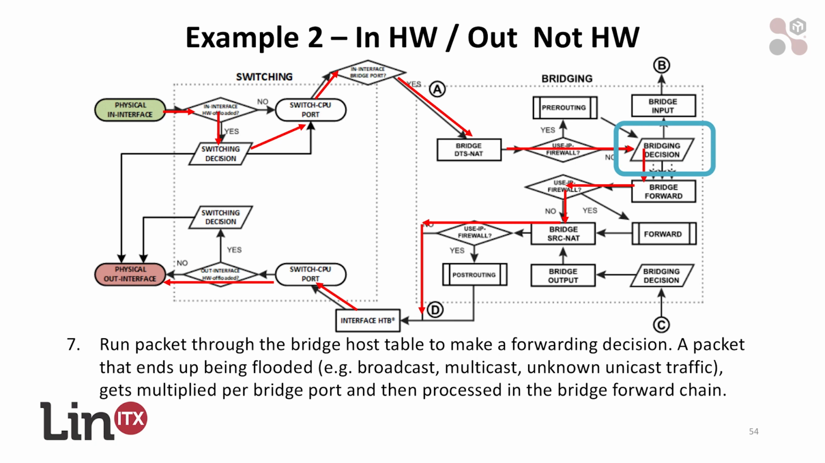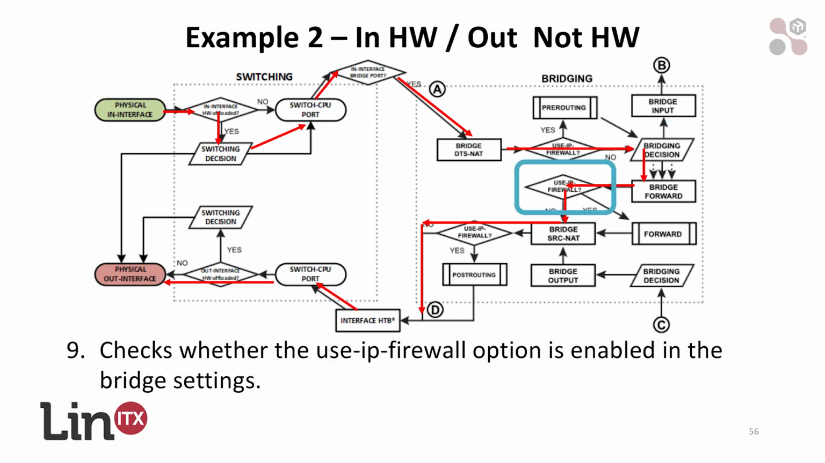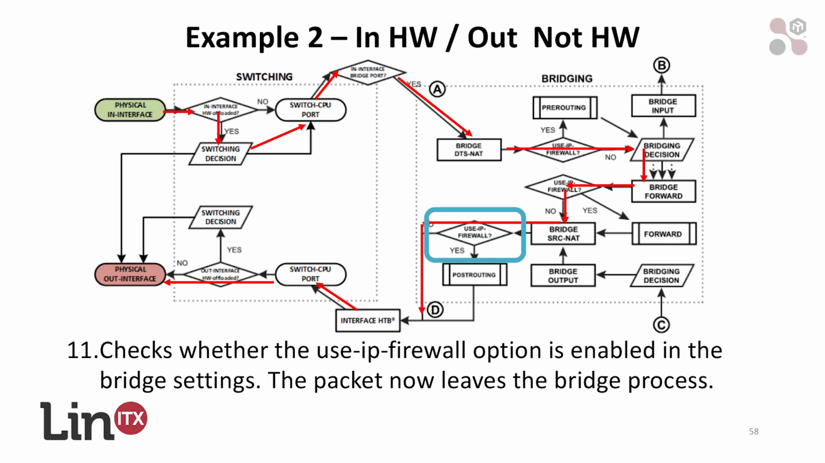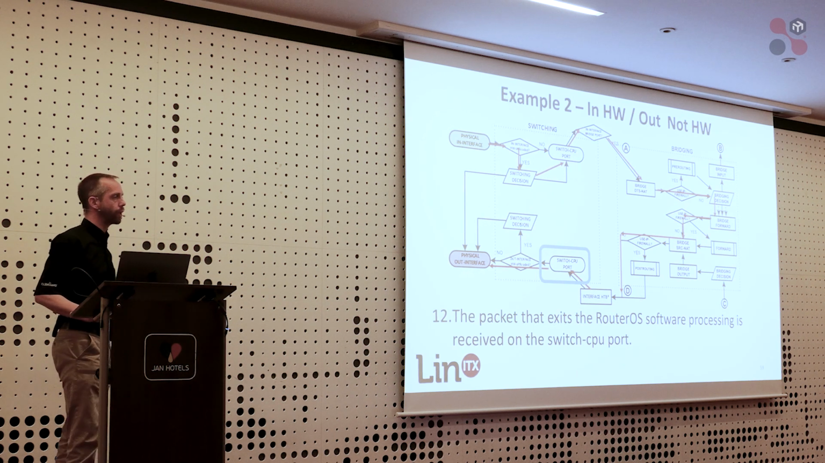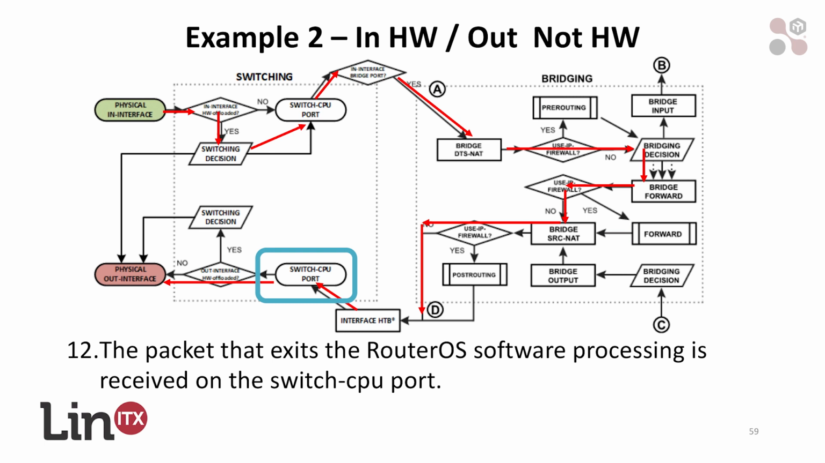We're not using IP firewall, we make a bridging decision, we go through bridge forward, we're not using IP firewall, and then we leave through switch CPU on the switch output chain. So this packet here has gone switching through switch input into the bridge, and now on switch output.